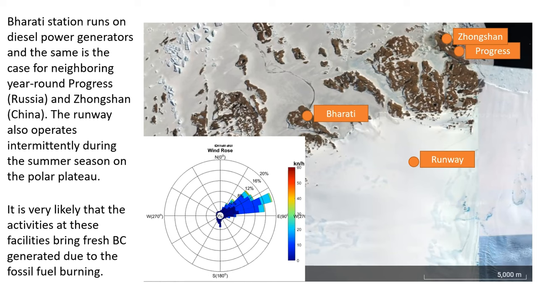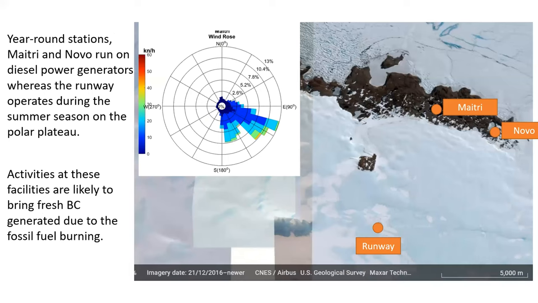As such, there are no known sources of wildfire or biomass burning in Antarctica, especially at these stations. This one is for Maitri, where a neighboring Russian station called Novo is about 5 kilometers away. Again, this is in the upwind direction, and it might be bringing some station exhaust to Maitri, where we have the observation facility. There is also the runway, about 10 kilometers off in the south direction.